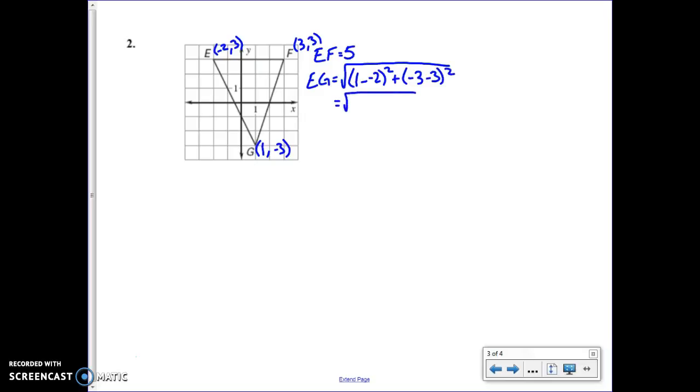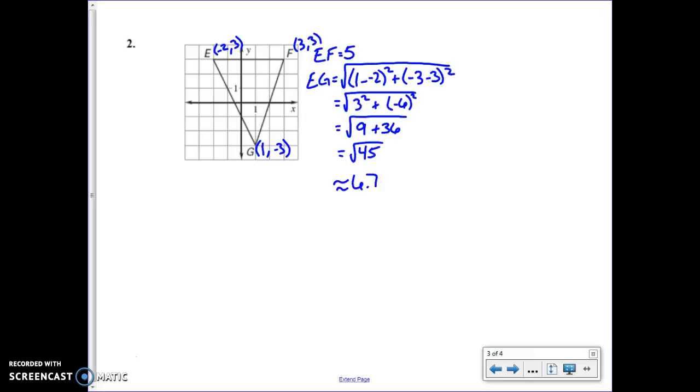So 1 minus -2 is 3. I'm squaring it. -3 minus 3 is -6, and I'm squaring that. So 3 squared is 9. -6 squared is 36. The square root of 45. Again, instead of simplifying, I'm just going to put it right in the calculator, and I get about 6.7.